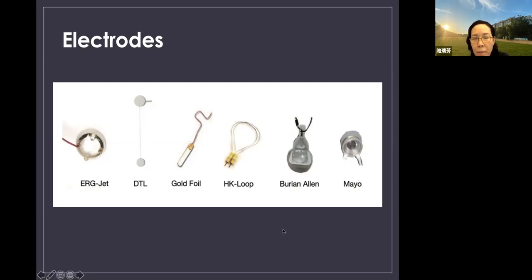For some patients, for example for a multifocal ERG, sometimes we can choose BA electrodes, but BA electrodes are kind of expensive. It depends on your own lab and your choices. For example, gold foil, we think, is good for pattern ERG. So it does not mean you can only use one electrode. You can choose differently based on different patients and different examinations.